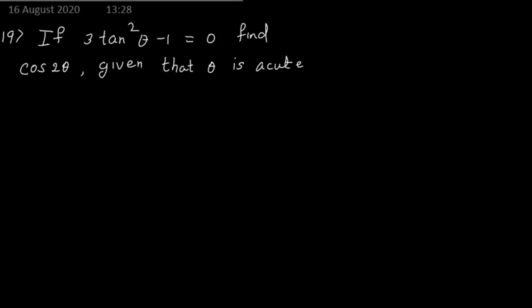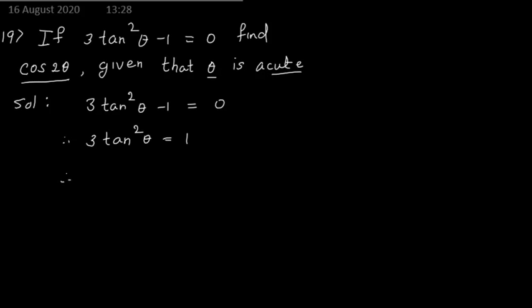19th problem. Solution. 3 tan square theta minus 1 is 0. We have to find cos 2 theta, given that theta is an acute angle. Okay. So 3 tan square theta minus 1 is 0. So therefore what we can say is that 3 tan square theta is equal to 1. Therefore tan square theta is equal to 1 upon 3.